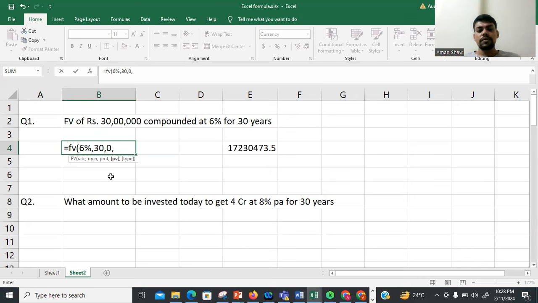Next, what is the present value? That is the amount you are investing, which is 30 lakhs. By default, the cash flows are assumed to be made at the end of the period. If you do not give a value, it takes zero, and if you want to change it, you can make it one. So the answer comes to 1.72 crores.